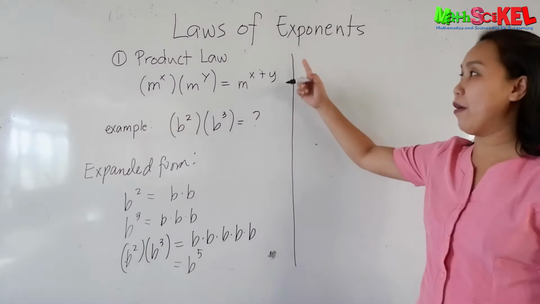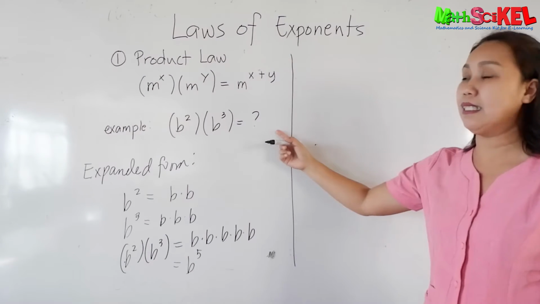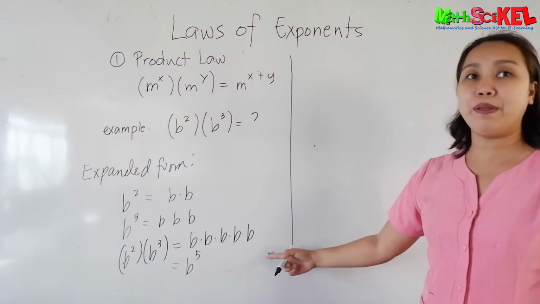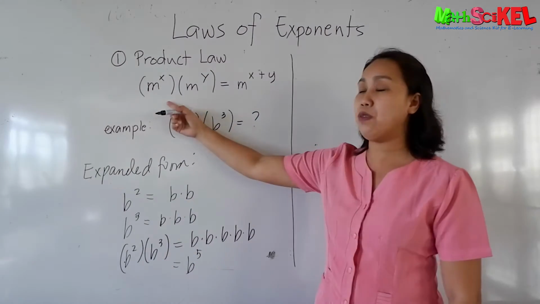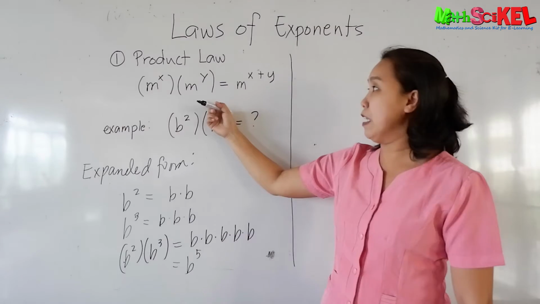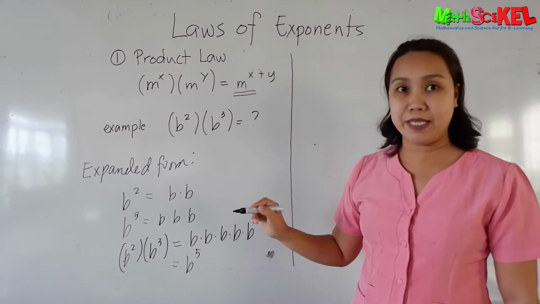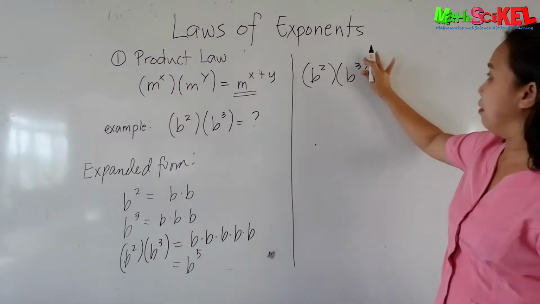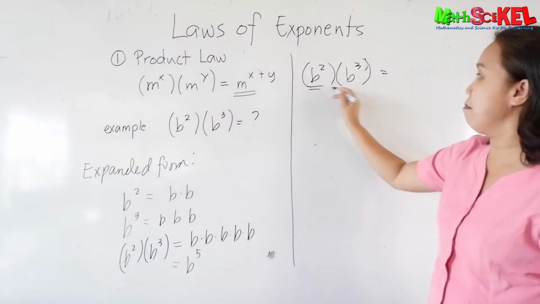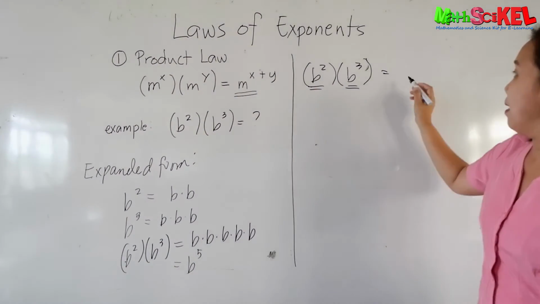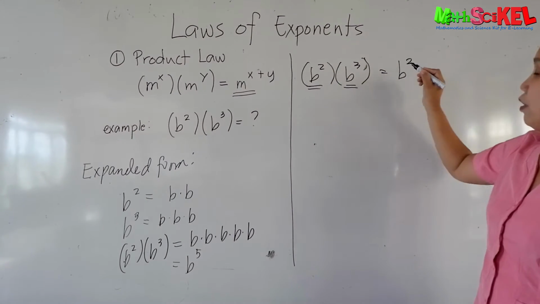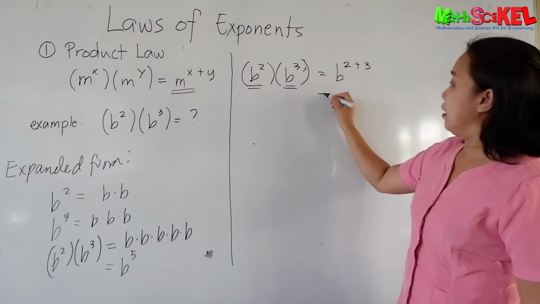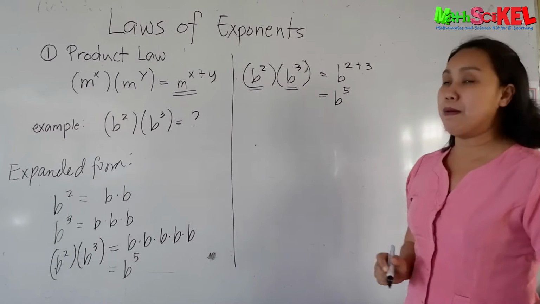Similarly, we can also use the product law, the first law of exponent, in the given problem. So, instead of rewriting it using expanded form, we will apply the form m raised to x times m raised to y. But be sure that they have the same base. Since b squared times b cubed has the same base b, we will add the exponents, 2 plus 3. Therefore, it will be b raised to the 5th power.